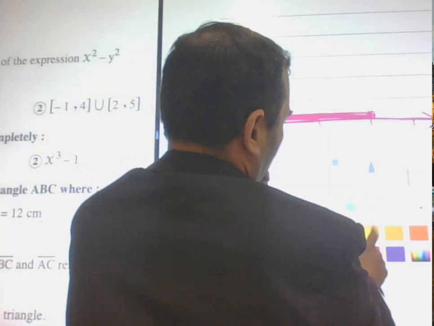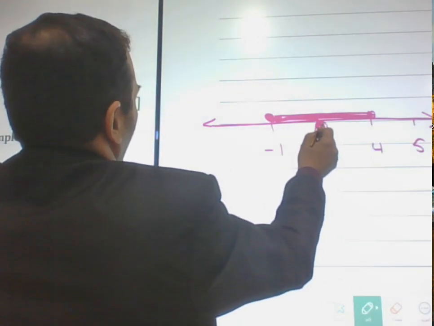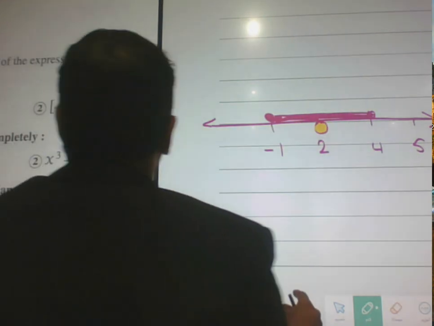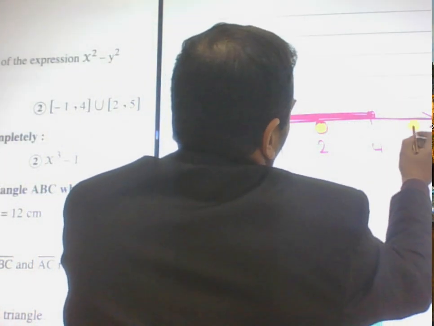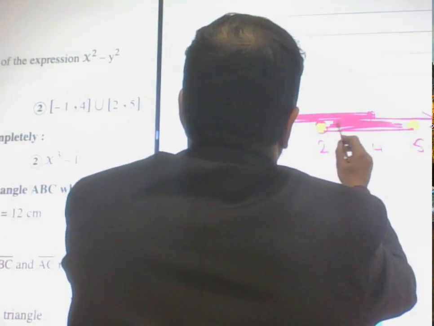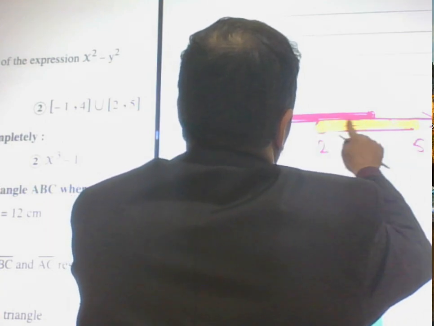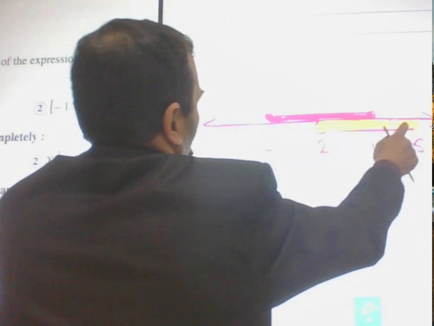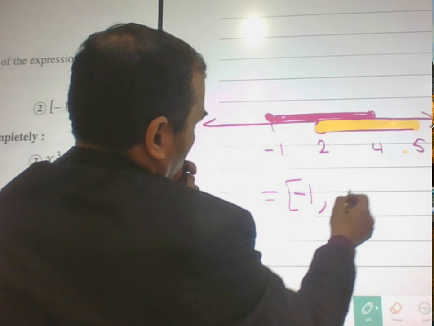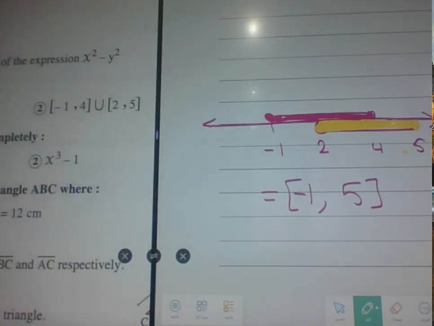Then we color it: 2 is closed here, the number 2 is closed, like this, and 5 is also closed, and the interval between them. We want to find the union. Do you know the union? We can add them together from the left-hand side to the right-hand side. The first interval has negative 1 closed. The union will be negative 1 closed to 5 closed. Okay, that is the solution for the union of the two intervals.